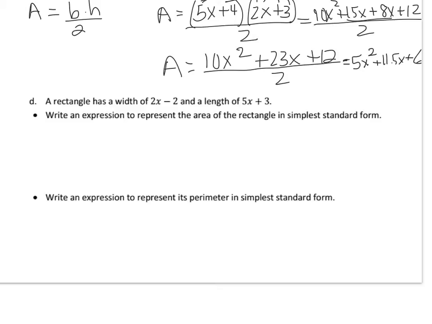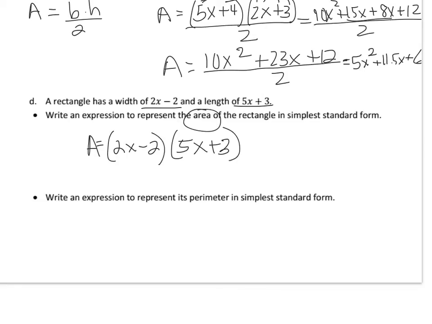Alright, letter D. A rectangle has a width of 2x minus 2 and a length of 5x plus 3. We're going to find the area. Again, the area is length times width. 2x minus 2, we're going to multiply that by our 5x plus 3. And we're going to simplify it.